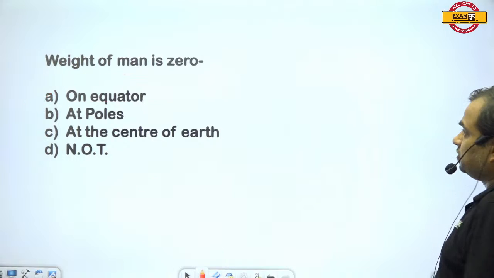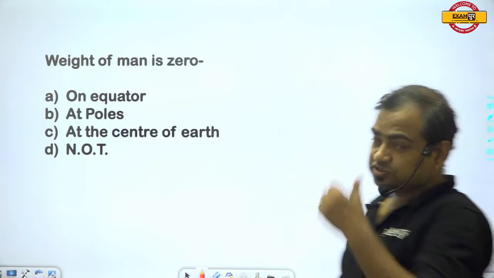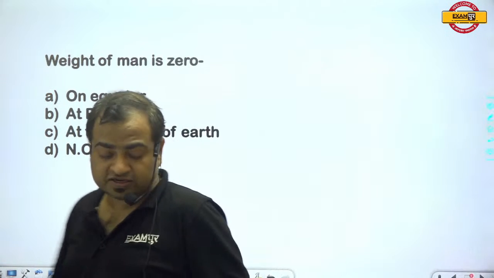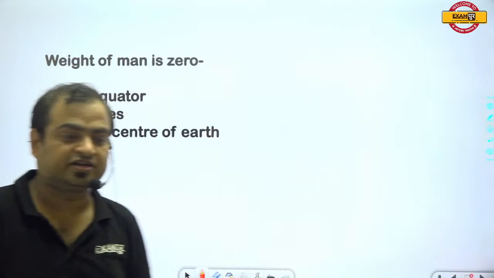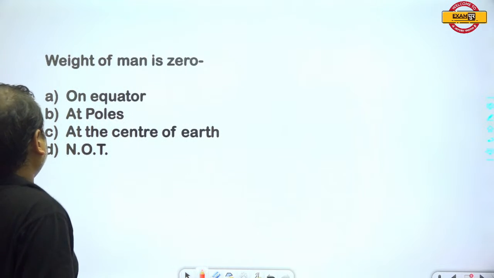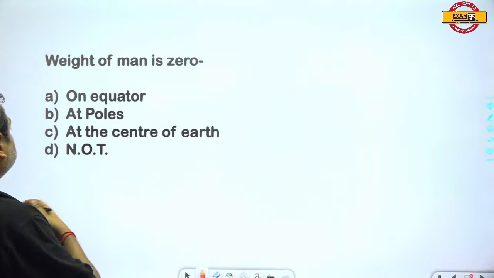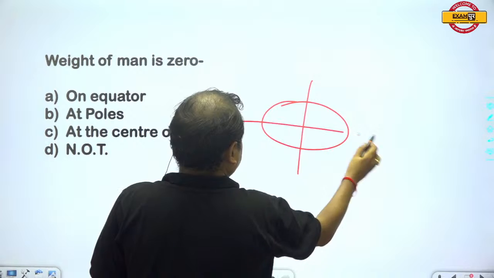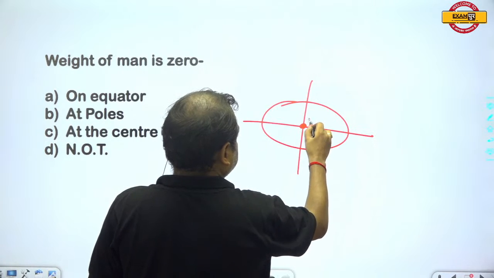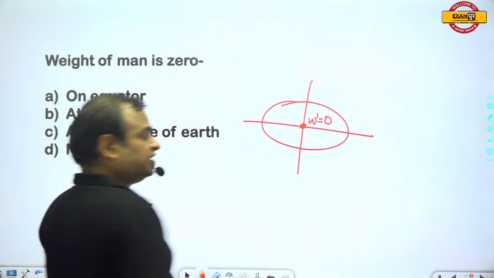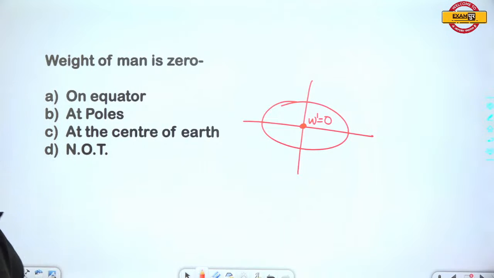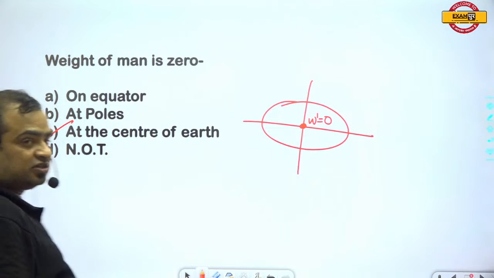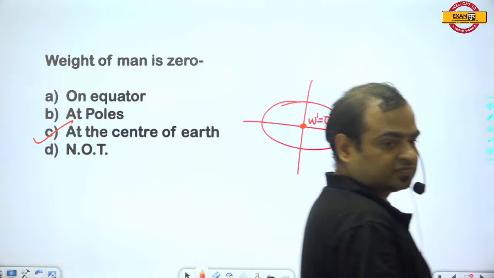Weight of man is zero. Tell me what is the correct answer. Where will the weight of the man be equal to 0? We all know that at the center of earth, weight of the man is equal to 0, or weight of anything will be equal to 0 at the center of earth. So C will be the correct answer.